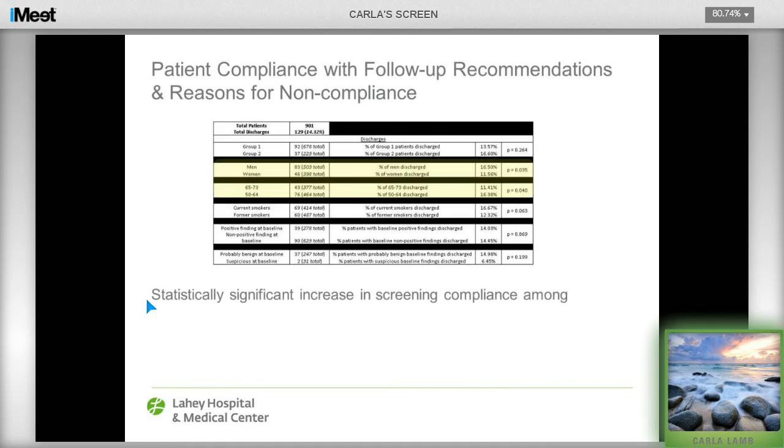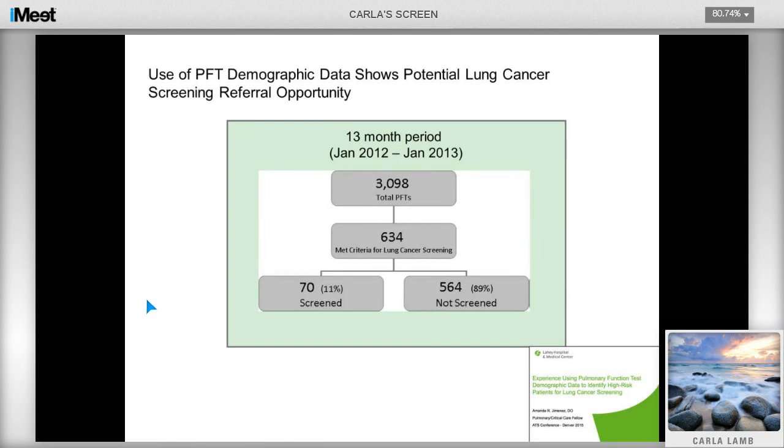I've already talked about the reminder process. Other things that were interesting: patient compliance with follow-up recommendations and reasons for non-compliance. The most compliant patients are women and patients who are of retirement age.